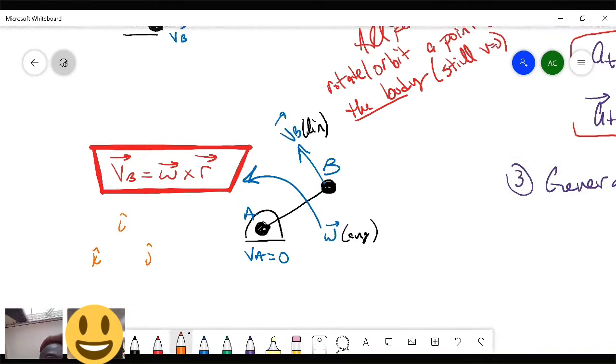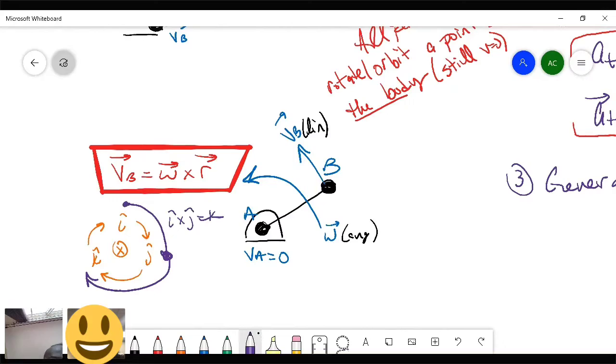Now, I is the X direction, J is the Y direction, K is the Z direction. We're going to do a clockwise circle. This is the cross product circle. The direction that you go is going to determine what the cross product is. So if you start on I and you cross J, you're going to end up on K. I cross J equals K. You see how that works? If you cross J with K, you're going to end up on I. J cross K equals I.